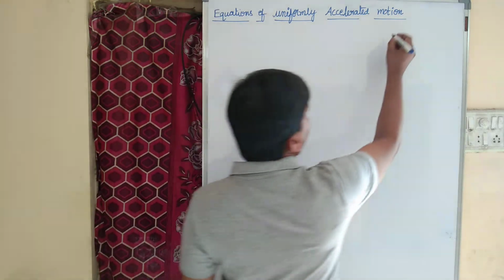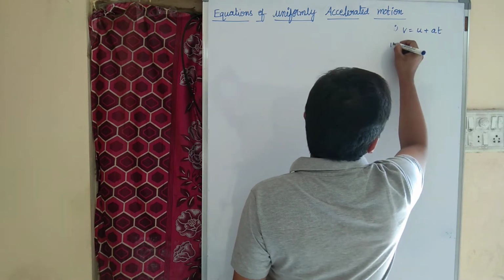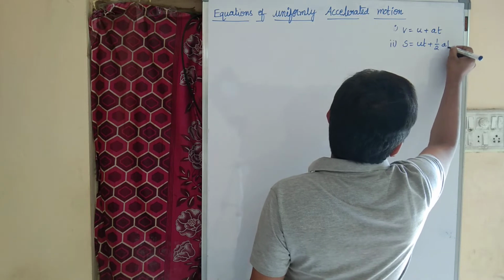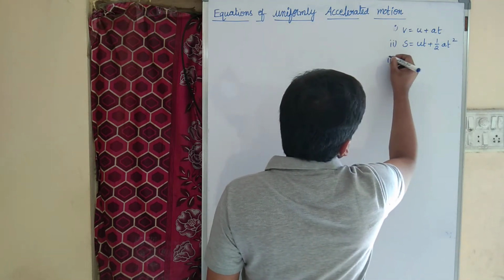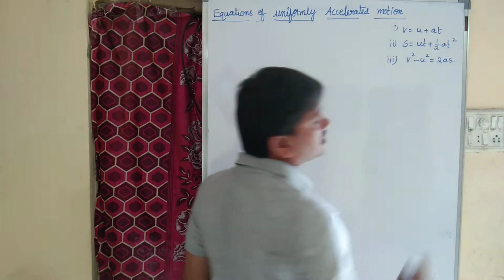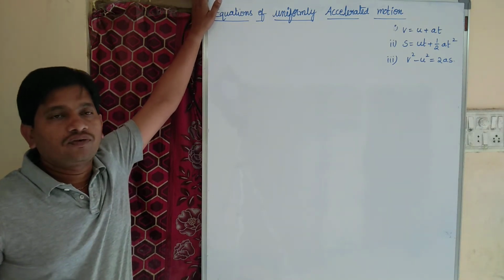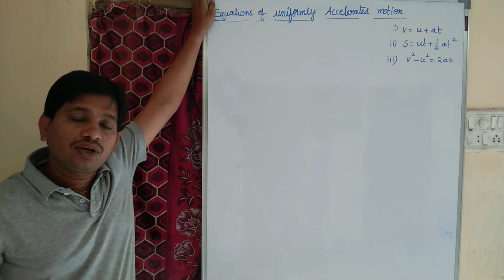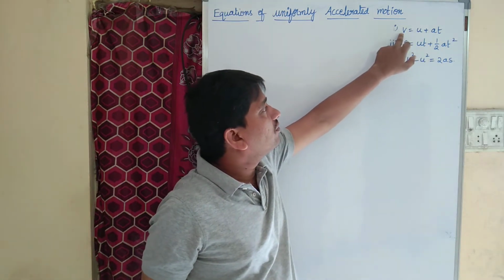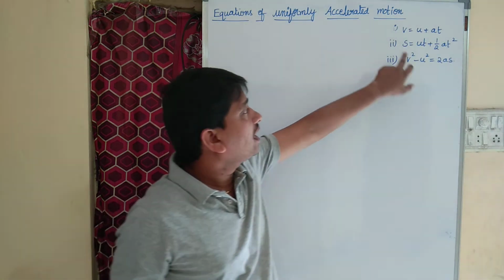The first one is v equal to u plus at. Second one is s is equal to ut plus half at square. And the third one is v square minus u square equal to 2as. These are the three equations of motion of which the bodies travel in uniformly accelerated motion. Here u is initial velocity, v is final velocity, a is acceleration, t is time and s is the distance travelled.